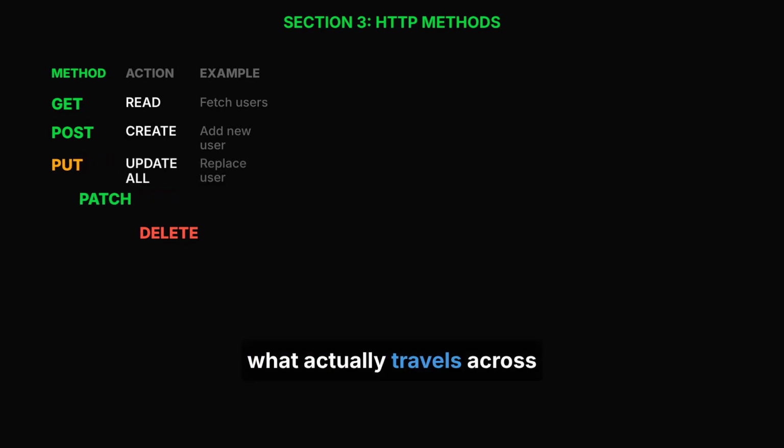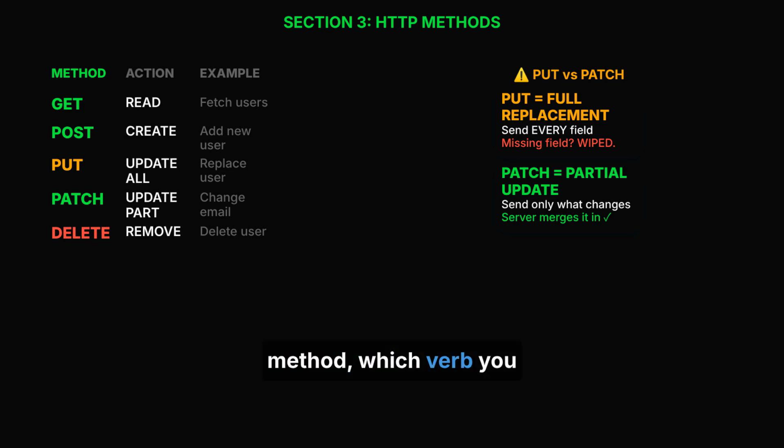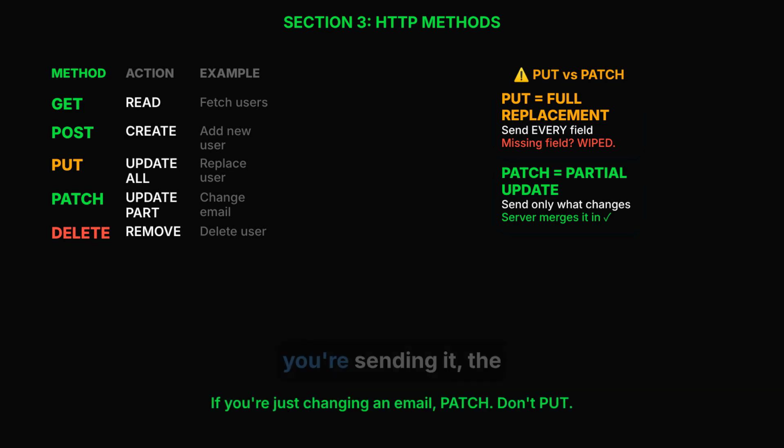Let's look at what actually travels across the wire. A request has 4 parts. The method, which verb you picked, the endpoint, where you're sending it, the headers, which are metadata about the request, and optionally a payload, the JSON body with your data. The response comes back with 3 things: a status code, was it successful? Headers, and metadata about the response, and a body. The actual data you asked for, usually in JSON. Request goes out, response comes back. Every single time.